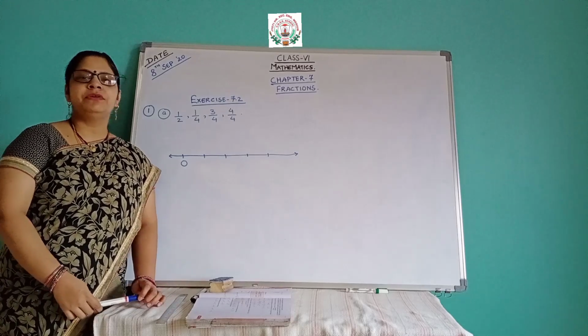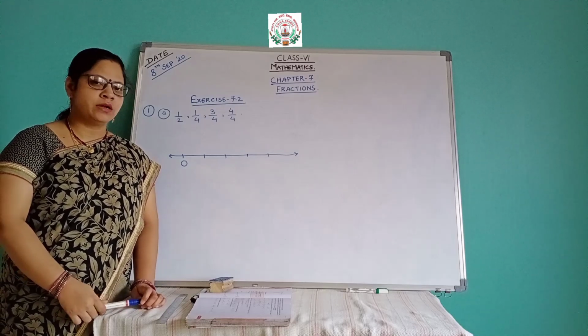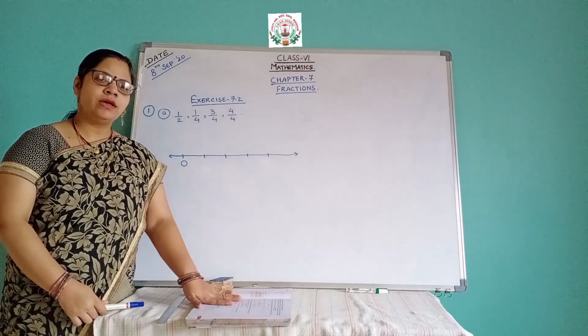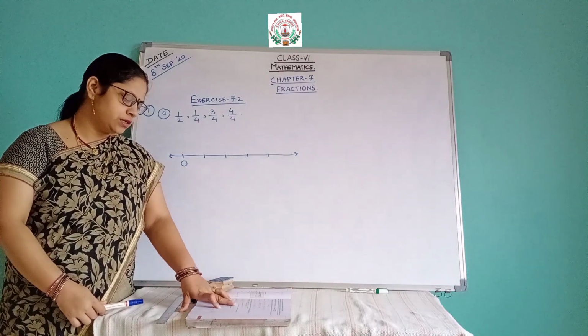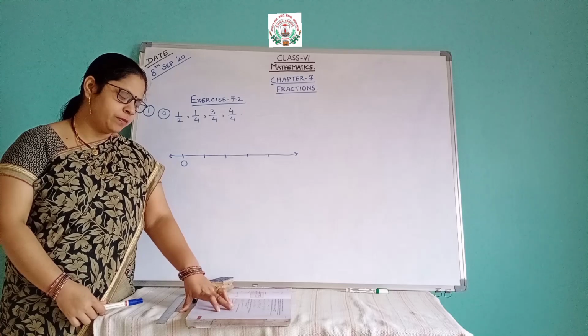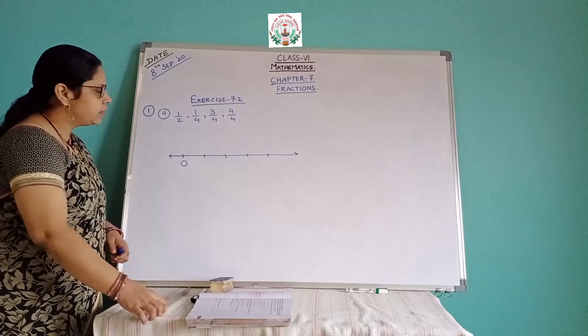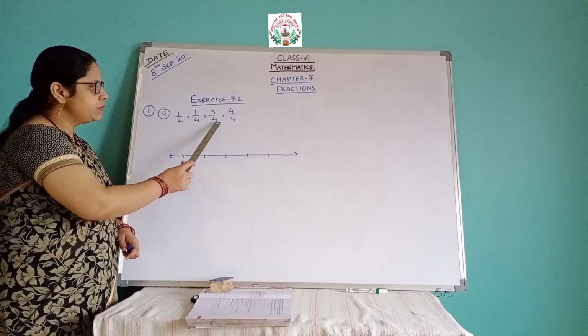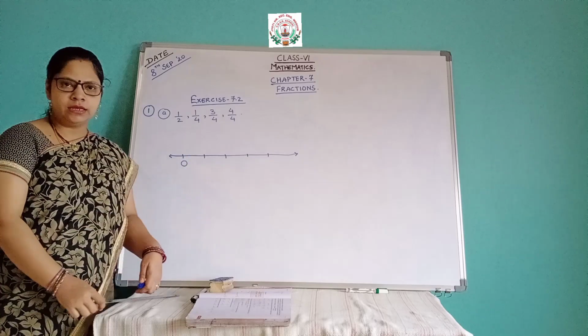In the previous class we saw exercise 7.1 and we have all completed that. Now today we are going to start exercise 7.2. In that, the first question is to draw a number line and locate the points on it. The points given are 1 by 2, 1 by 4, 3 by 4 and 4 by 4. As you can see, I have drawn the number line here.